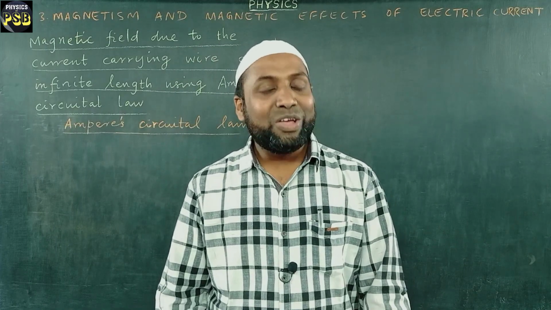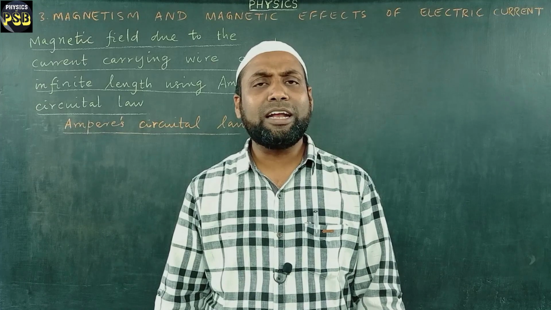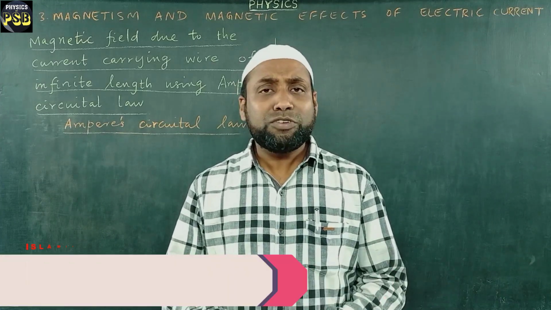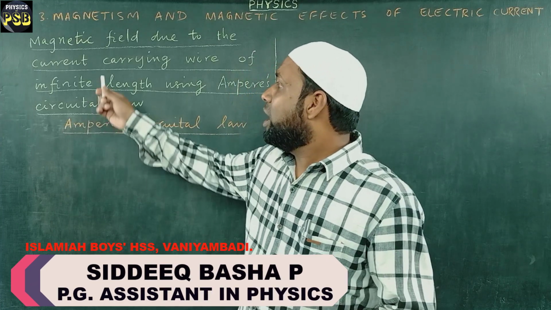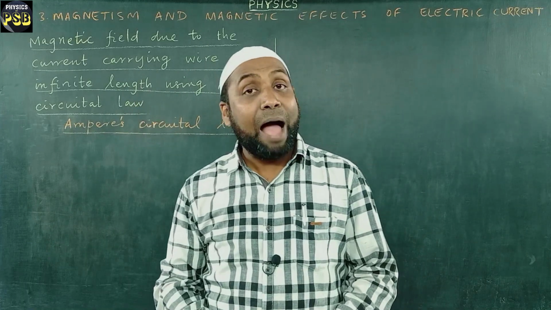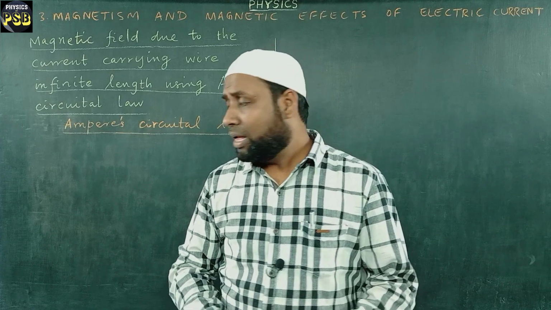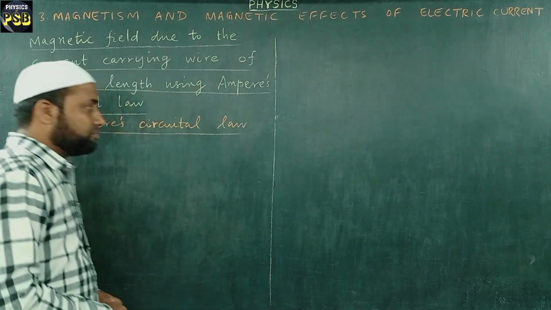Assalamu alaikum. We know whenever electric current flows through a conductor, it produces a magnetic field around it. In this video, we are going to get the expression for the magnetic field due to a current carrying wire of infinite length using Ampere's circuital law.